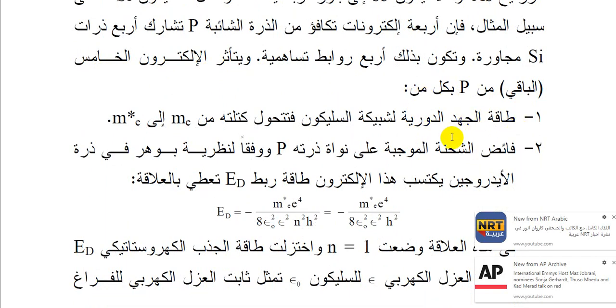The periodic potential energy of the silicon lattice acts on the fifth electron, which will experience a mass conversion from the electronic mass Me to the effective mass of the electron Me dot.